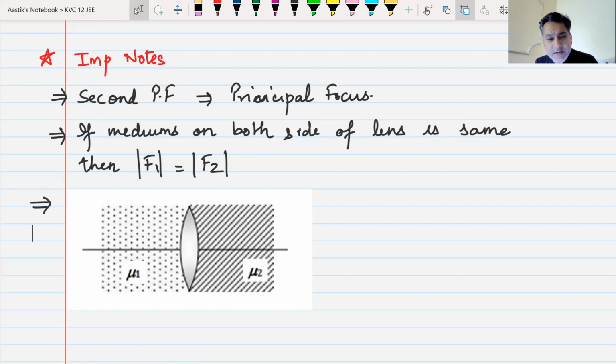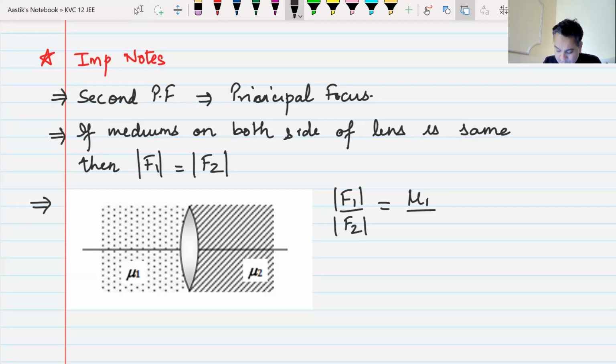On one side we have a medium of refractive index mu1, as you can see here, and on the other side you have a medium of refractive index mu2. F1 by F2 magnitude-wise will be how much? Minus mu1 by mu2. Minus we don't have to write because I've written the magnitude. So it will be equal to mu1 by mu2. Do we understand this? Please remember this.